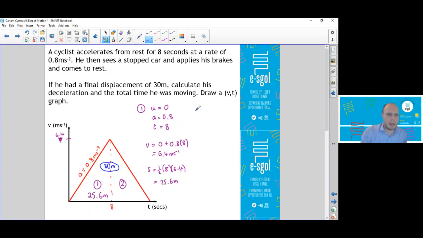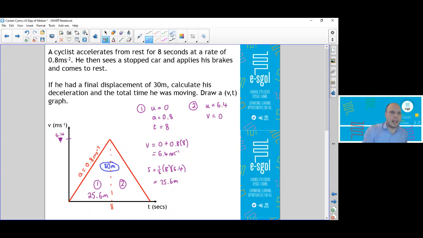How does that help us with section 2? Because we don't know a lot about section 2. We know that U is 6.4. We know that V is 0, but that's only 2 things. We don't know the area, we do know the height, we don't know the width of it, so we're a bit stuck for using area.